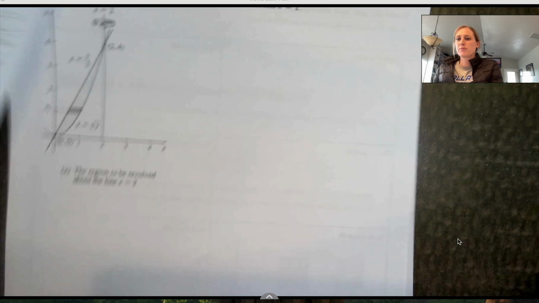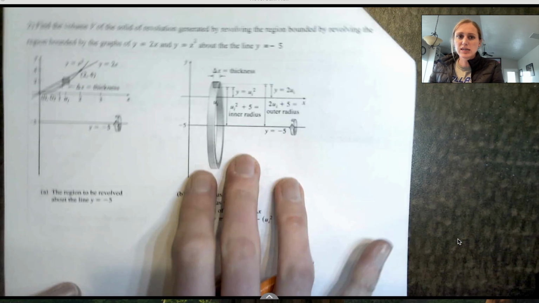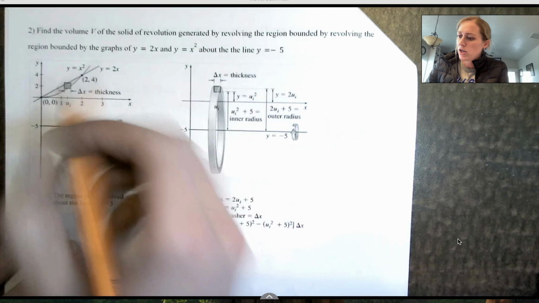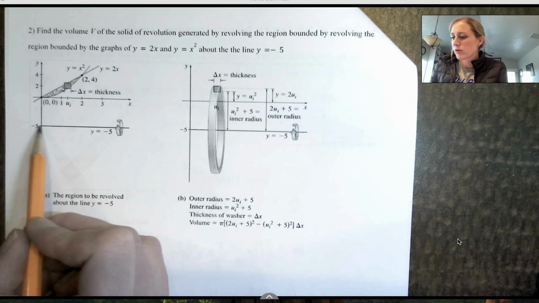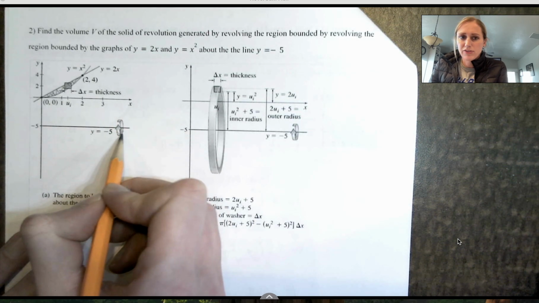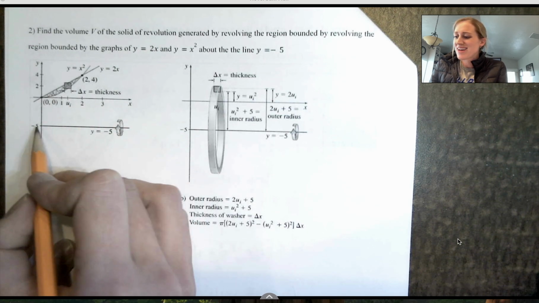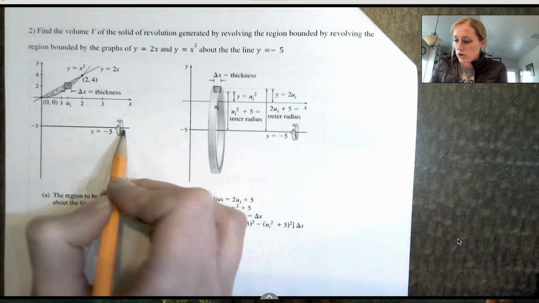All right, let's try another one. This one is a washer. And again, I'll explain how I know whether it is washer or disk. Here's the description of the region, but here's that already graphed and pictured. We're revolving it around this line. This is the x-axis up here, and we're revolving it around this line, y equals -5. The whole region is not butted up against the line we're revolving around, so we're going to use the washer method.